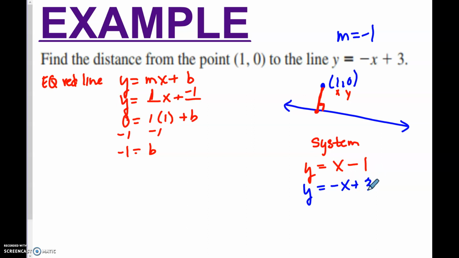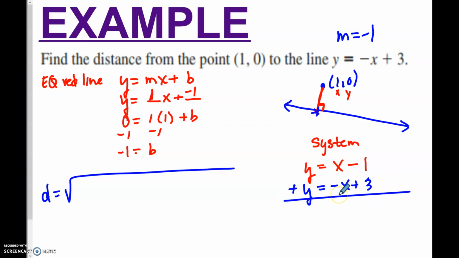So this is a system of equations here. So now if I find the intersection of that red line and blue line, I will then know this point right here. That's what I'm after right now. I need that point so that I can do my distance formula and find the length of that red line. So it looks like I can do elimination here, and I can just add these up because my x's are going to cancel and eliminate. So it looks like I get 2y equals -1 plus 3 is 2. Divide both sides by 2, so it looks like y is 1.